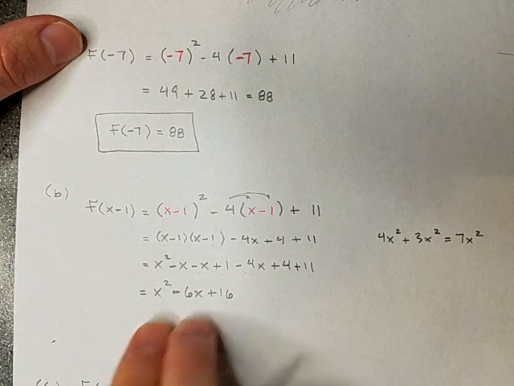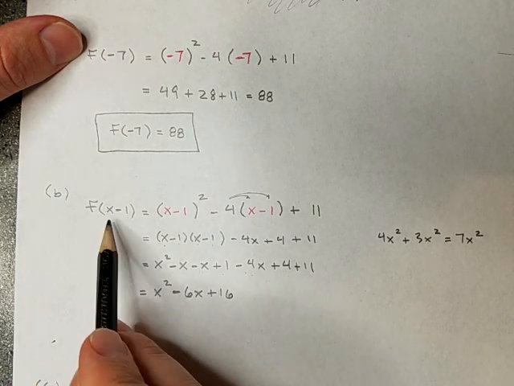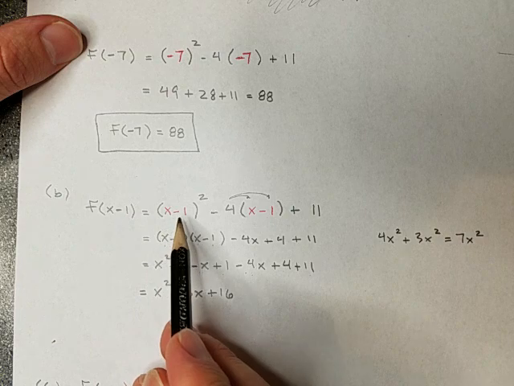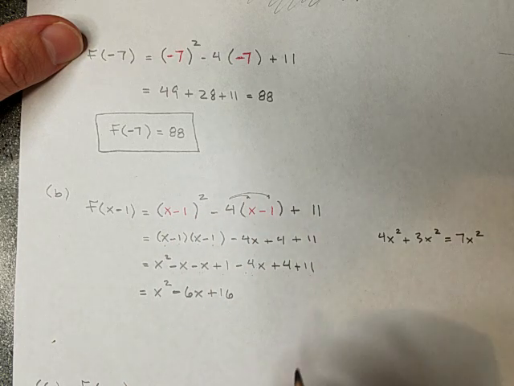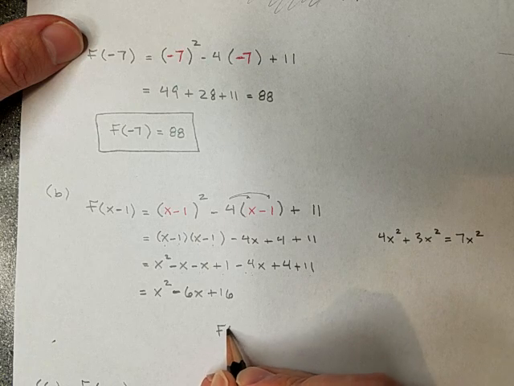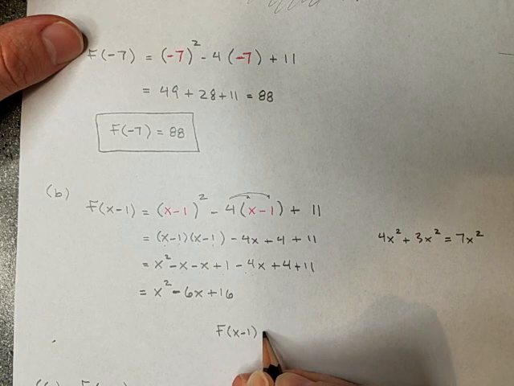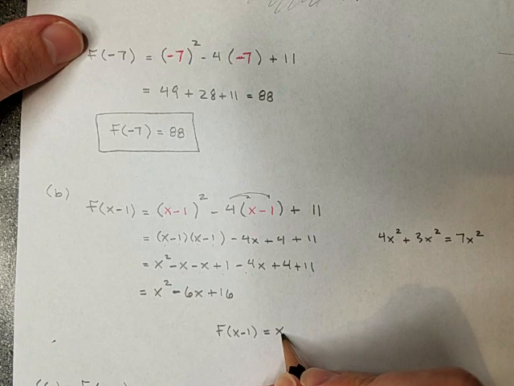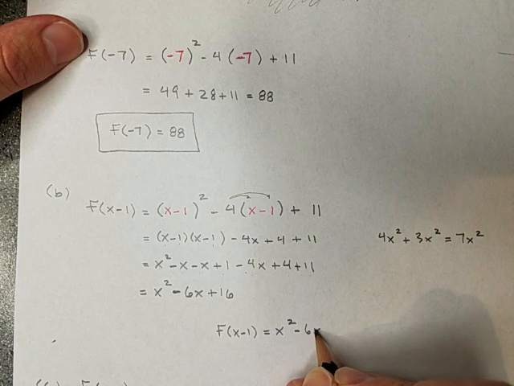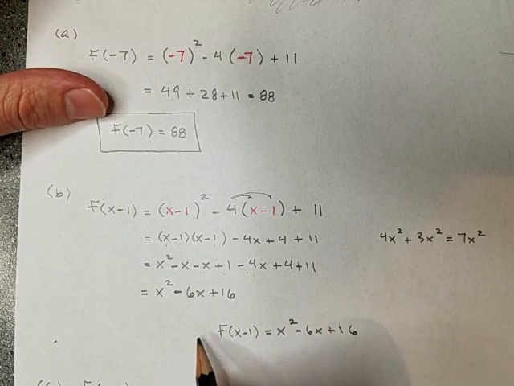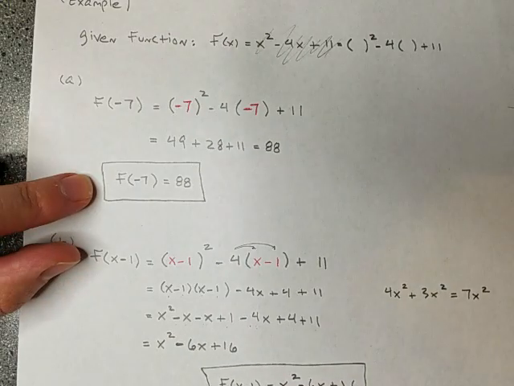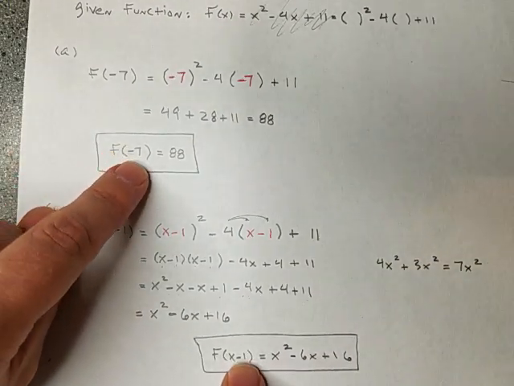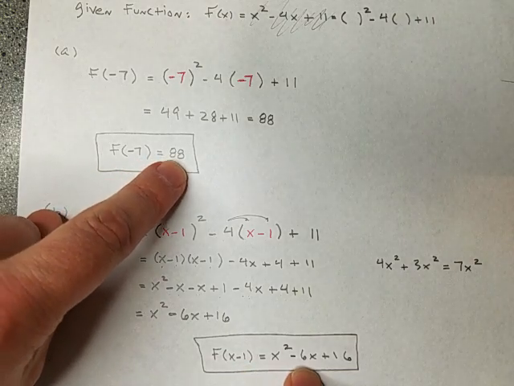That's the output, that's the result. Remember, this was the input. Okay, that's what it looks like to plug in that input. Worked all out, I get to this. Now I want to write my final answer as f of x minus 1 is x squared minus 6x plus 16. Okay, where just like this one, that's the input and this is the output.